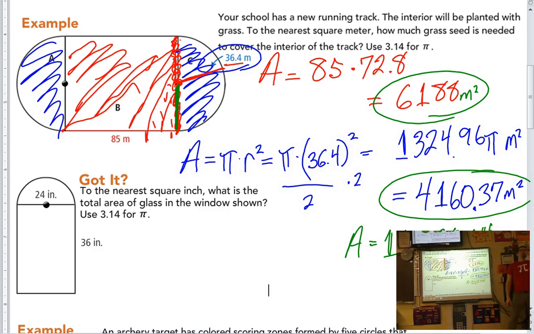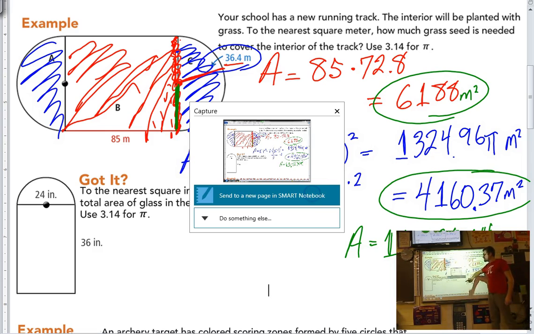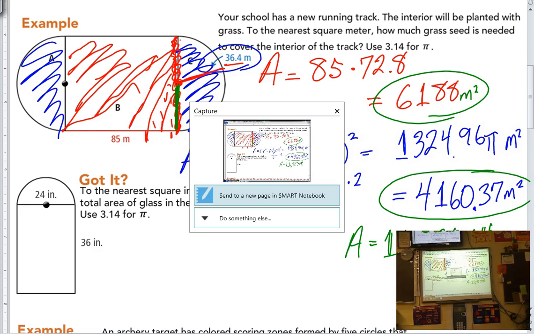We have like 3 or 4 minutes left, so I want you to take the remaining time to try to solve as many of these as you can, either on your own or with a partner, and we will go through and check these tomorrow and wrap this chapter up.